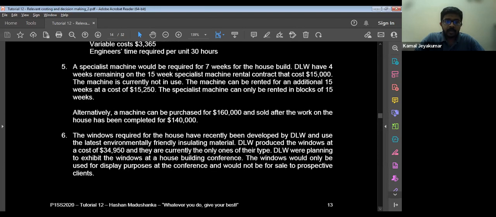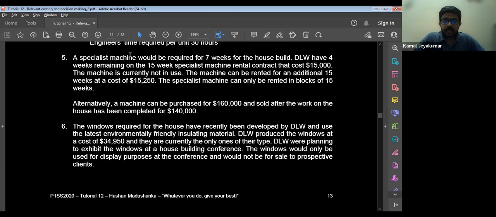Point number 5. A specialist machine would be required for 7 weeks for the house build. DLW have 4 weeks remaining on the 15-week specialist machine rental contract that costs $15,000. This $15,000 already spent is a sunk cost. It's already done. No point thinking about it now. The machine is currently not in use, right?